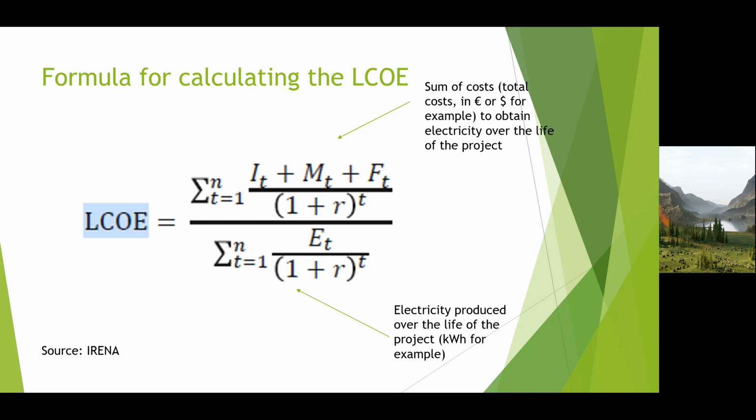Formula for calculating the LCOE. Here we can see the sum of costs, total costs in euro or dollar, for example, to obtain electricity over the life of the project, and electricity produced over the life of the project, in kilowatt hours, for example.